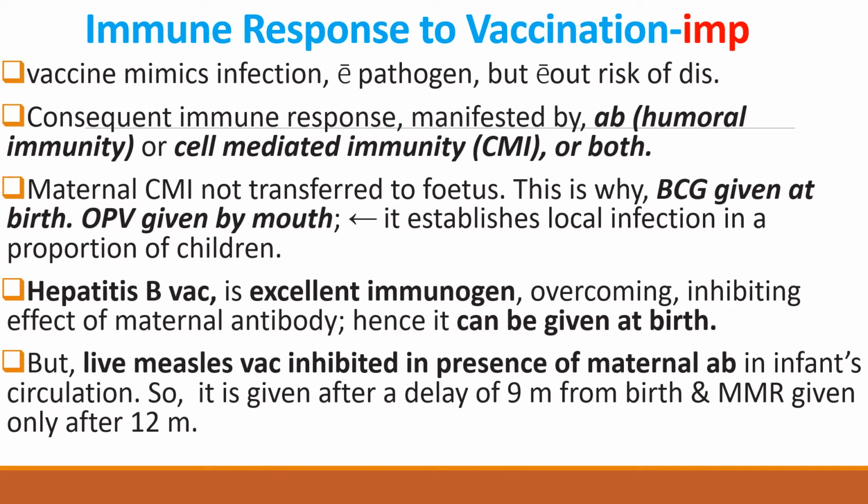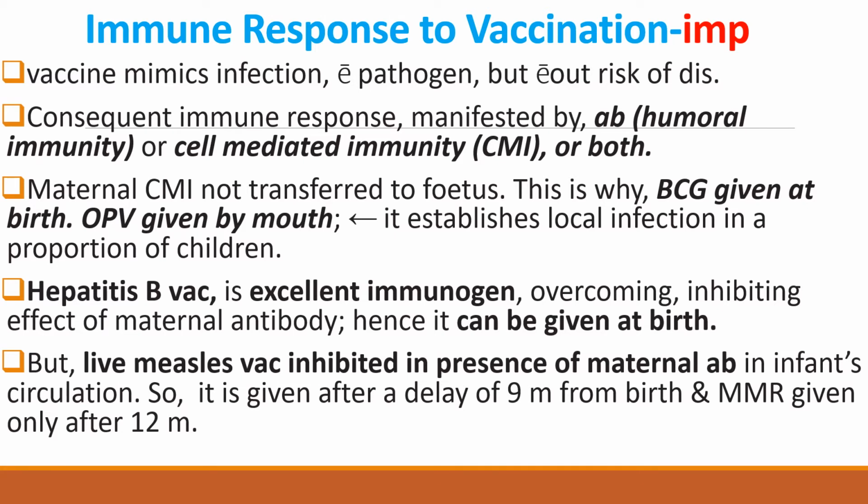What this relates to in preventive medicine: the relation is immune response to vaccination. Vaccine is an antigen, okay, but without pathogen, without risk of disease. So the consequent immune response is manifested by antibody, humoral immunity, or cell-mediated immunity, or both. When you give a vaccine, you get either humoral immunity or cell-mediated immunity or both.